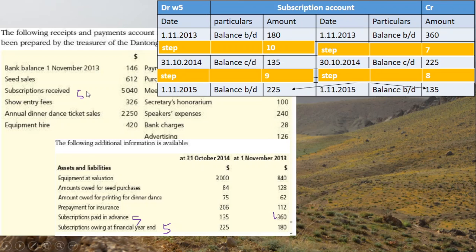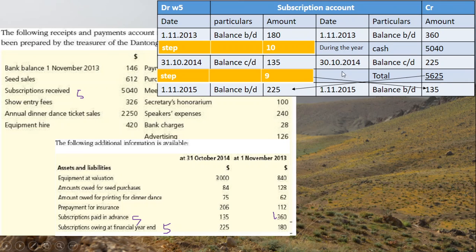Subscription received means we are receiving it. So obviously bank on debit, bank increases. Bank on debit means subscription account credit. So here we'll have cash 5046. We can have bank as well, so 5040, and then we add up the total. This is your total.